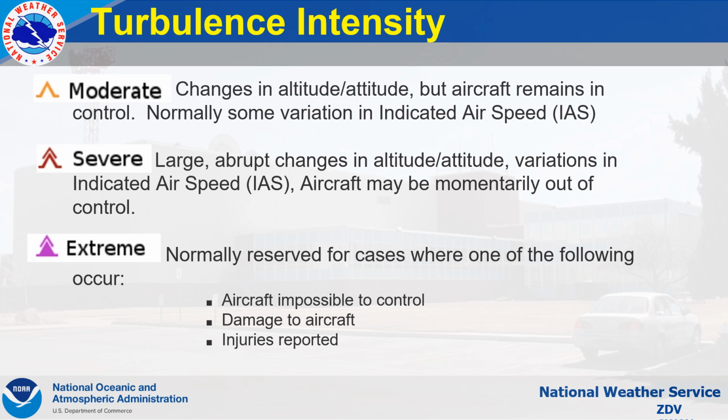Moderate turbulence usually results in changes in altitude and attitude, but the aircraft remains in control. There normally is some variation in the indicated airspeed. As we get to severe turbulence, large abrupt changes in altitude or attitude can occur, variations in indicated airspeed, and the aircraft may be momentarily out of control. When we get to extreme, it's normally reserved for cases where one of the following three can occur: the aircraft is impossible to control, there's damage to the aircraft, or there are injuries reported. So it's possible severe turbulence may result in injury, which would upgrade our turbulence event to extreme.